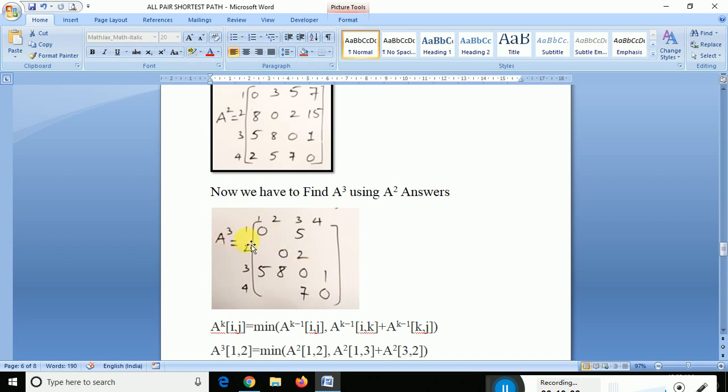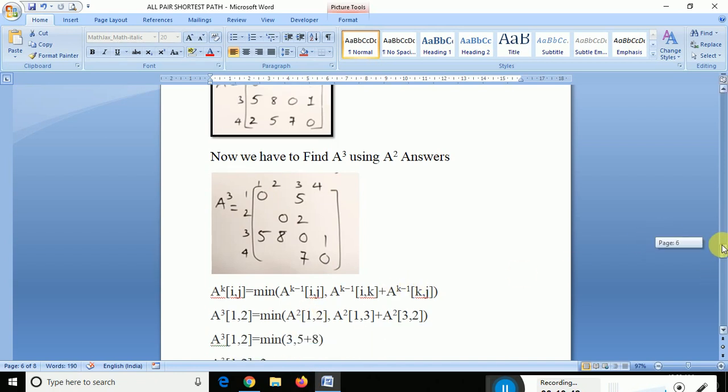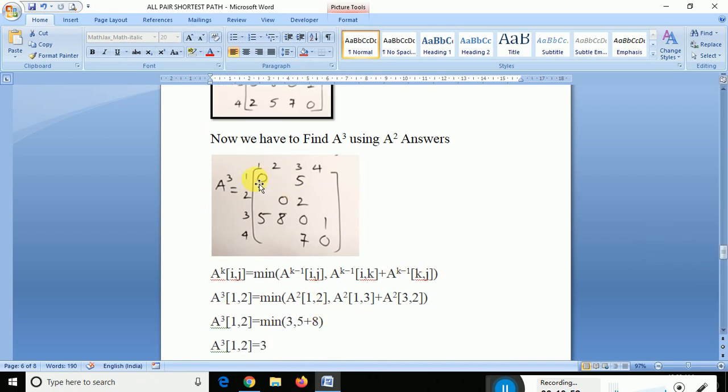Now we have to find the same thing, that is first row second column, first row fourth column, second row first column, second row fourth column, like this we have to find. So A3 1 comma 2, that is first row second column, minimum A2, A2 means what? K minus 1, 3 minus 1 is what? 2. And IJ is as it is, I have kept. Now A2, I means what? 1, K means what? 3. And here KJ means what? 3 comma J means what?